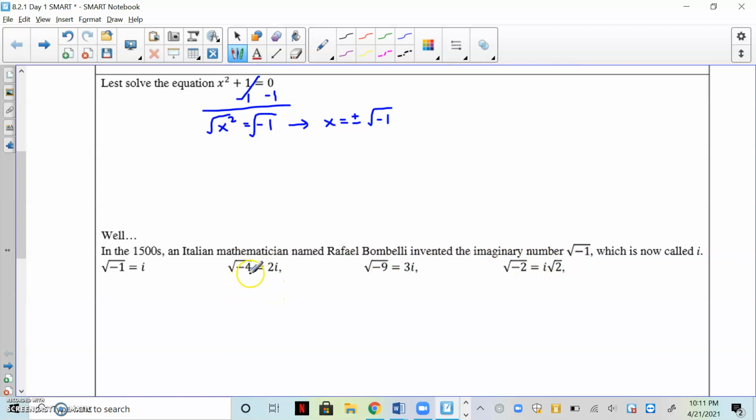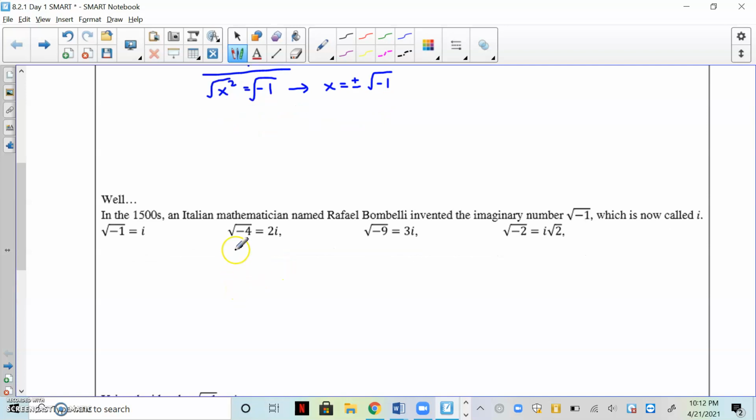Here it says that the square root of -4 is equal to 2i. The reason that is true is because you can rewrite this. I can rewrite the square root of -4 as the square root of 4 times -1. All I did was rewrite the -4 inside of that square root. The rule of radicals is that if there's multiplication inside, I can split them up. So I can rewrite this as the square root of 4 times the square root of -1.